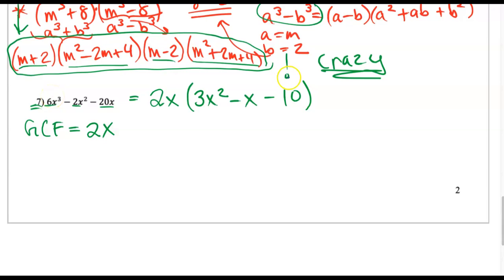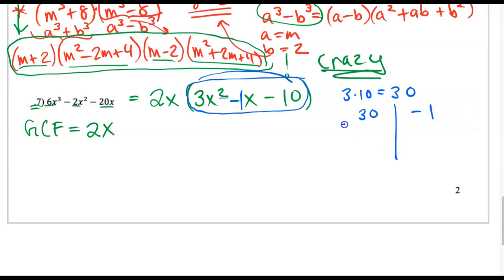And what I notice is I have a trinomial, a quadratic, x squared, trinomial that I could maybe factor using the methods from section 1.5. So I'm going to do that now. I'm going to try the 3 times 10. That gives me 30. And then there's a negative 1 in the middle. So I want to look for two numbers that multiply to -30 and at the same time add to -1. So I notice that I can use -6 and +5 because if I add them together, I get -1.